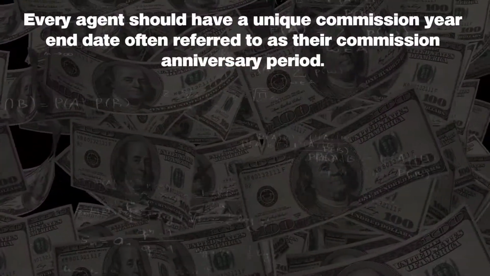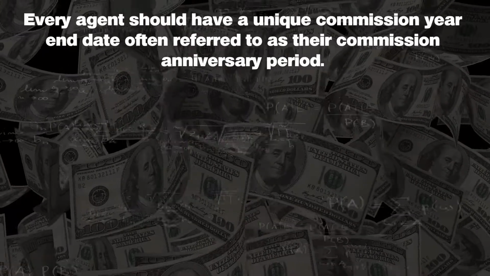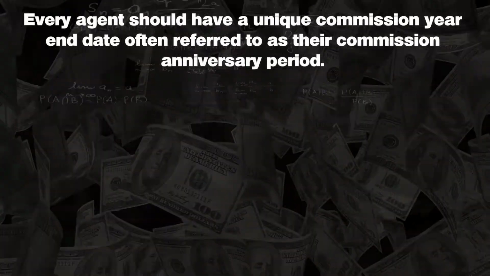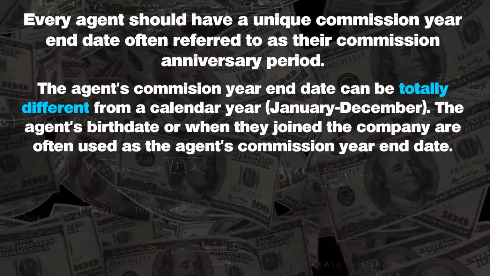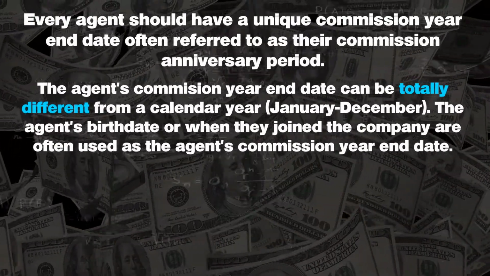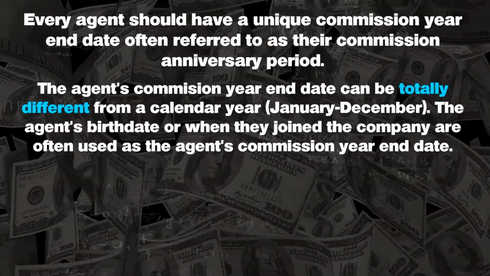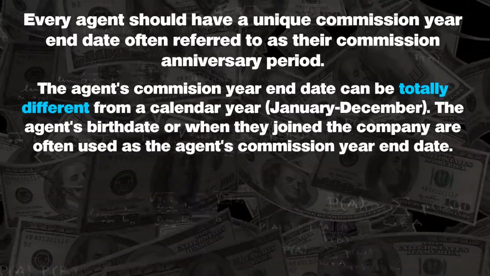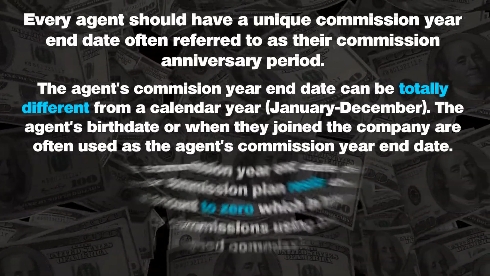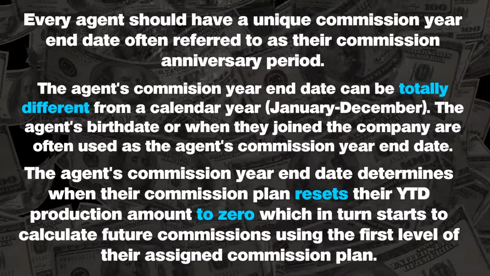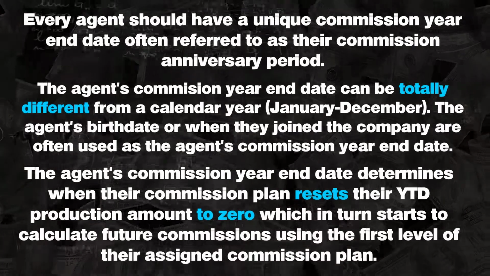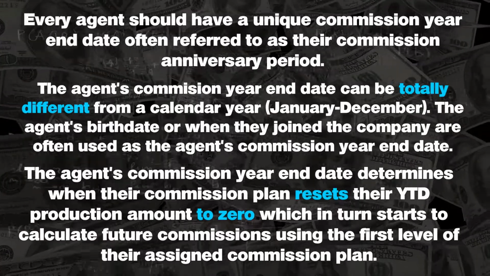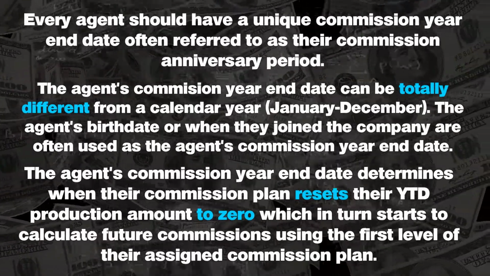Every agent should have a unique commission year-end date, often referred to as their commission anniversary period. The agent's commission year-end date can be totally different from a calendar year. The agent's birth date or when they joined the firm are often used as the agent's commission anniversary year-end date. The agent's commission year-end determines when the commission plan resets their year-to-date production amount to 0, which in turn starts to calculate future commissions using the first level of their assigned commission plan.